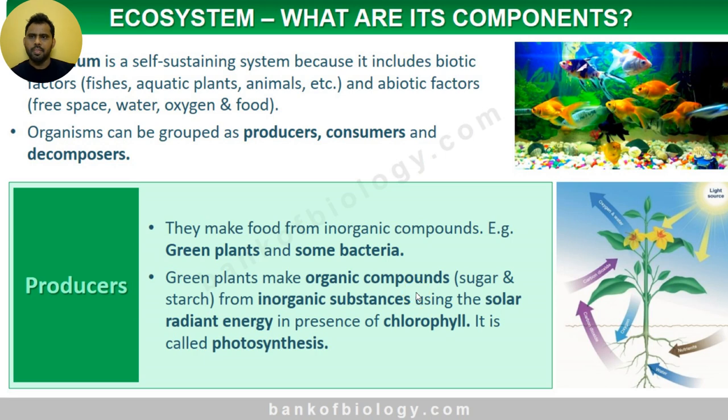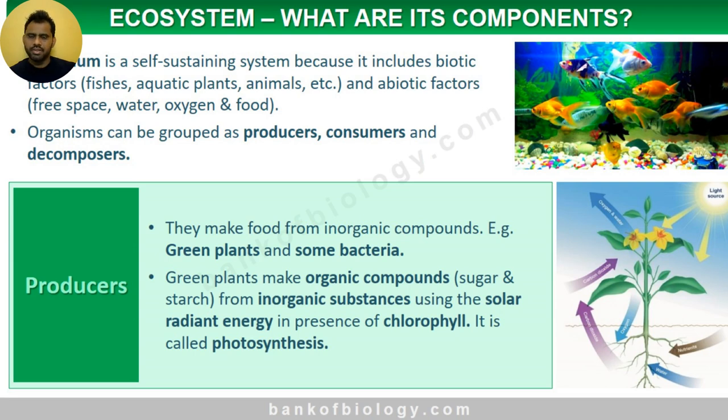Now let's go ahead and understand with an example of aquarium. Aquarium is a self-sustaining system because it includes biotic factors like the fishes, aquatic plants, animals, etc. and abiotic factors like free space, water, oxygen and food. So very clear, aquarium is one of the examples of an ecosystem since it has both living and non-living. Living are the fishes, aquatic plants and animals, they have life in them. Abiotic factors are the free space, the water, oxygen and food.